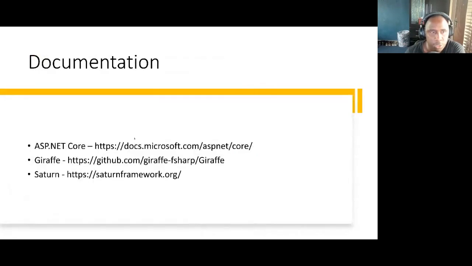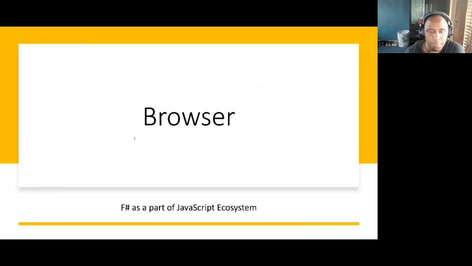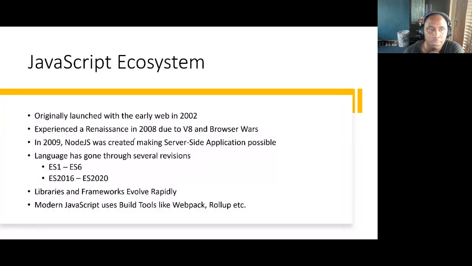Okay, so we've completed the server part. Talked about functional architecture, looked at the documentation, done the demo. So now we're on to the browser aspect as well: F# as part of the JavaScript ecosystem. The JavaScript ecosystem was launched with the early web in 2002. It experienced a renaissance in 2008 due to V8 and the browser wars. In 2009, Node.js was created, based on V8, which allowed JavaScript to run on the server, and that made JavaScript very fast and a respectable language.